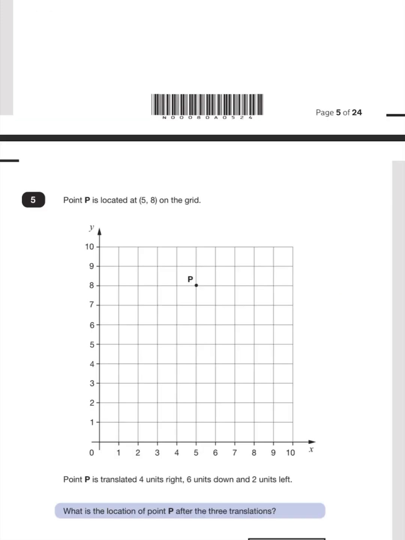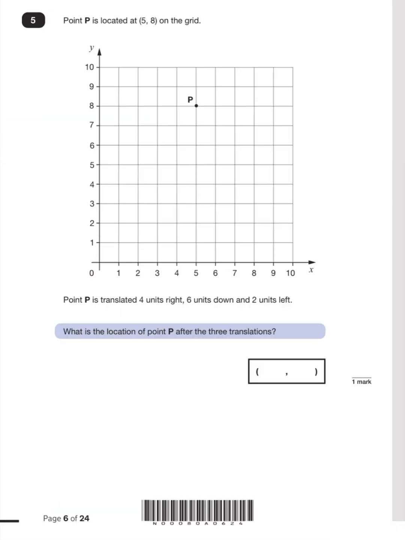Number 5. Point P is located at 5, 8 on the grid. Point P is translated, so it is moved 4 units right, 6 units down and 2 units left. What's the location of P after the 3 translations?